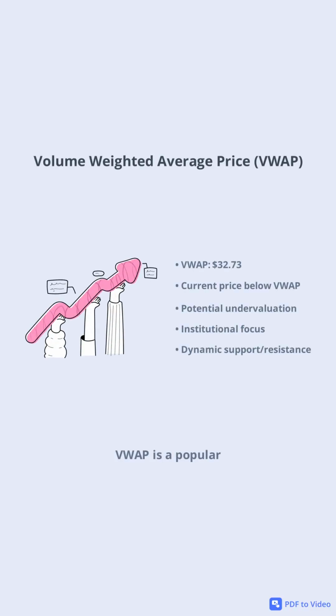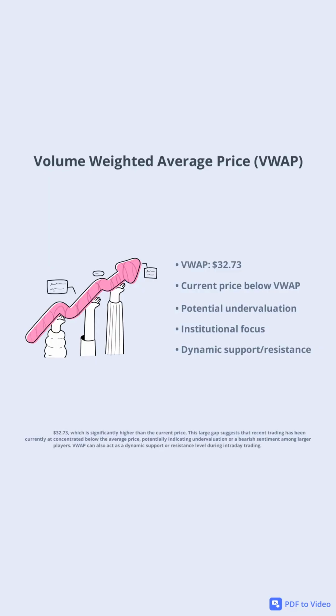VWAP is a popular indicator among institutional traders, as it reflects the average price a stock has traded at throughout the day, based on both volume and price. DJT's VWAP is currently at $32.73, which is significantly higher than the current price. This large gap suggests that recent trading has been concentrated below the average price, potentially indicating undervaluation or a bearish sentiment among larger players. VWAP can also act as a dynamic support or resistance level during intraday trading.